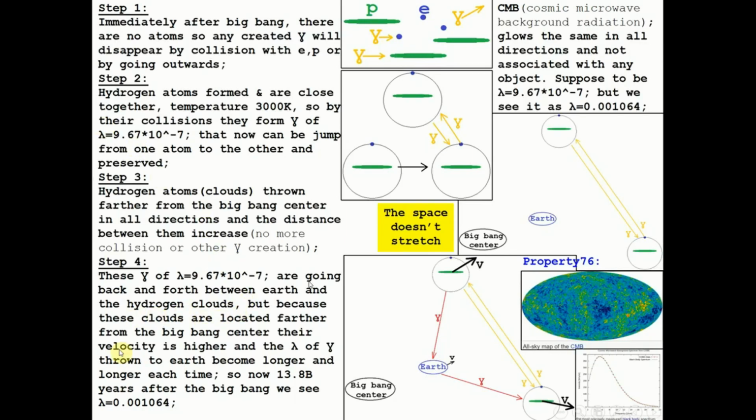But because these clouds are located farther from the Big Bang center, their velocity is higher, and the wavelength of the photon that is thrown to Earth becomes longer and longer each time. So now, 13.8 billion years later, we see the wavelength of this photon as 10 to the minus 3 in the microwave region. So the space doesn't stretch. And this is the explanation for this huge redshift.